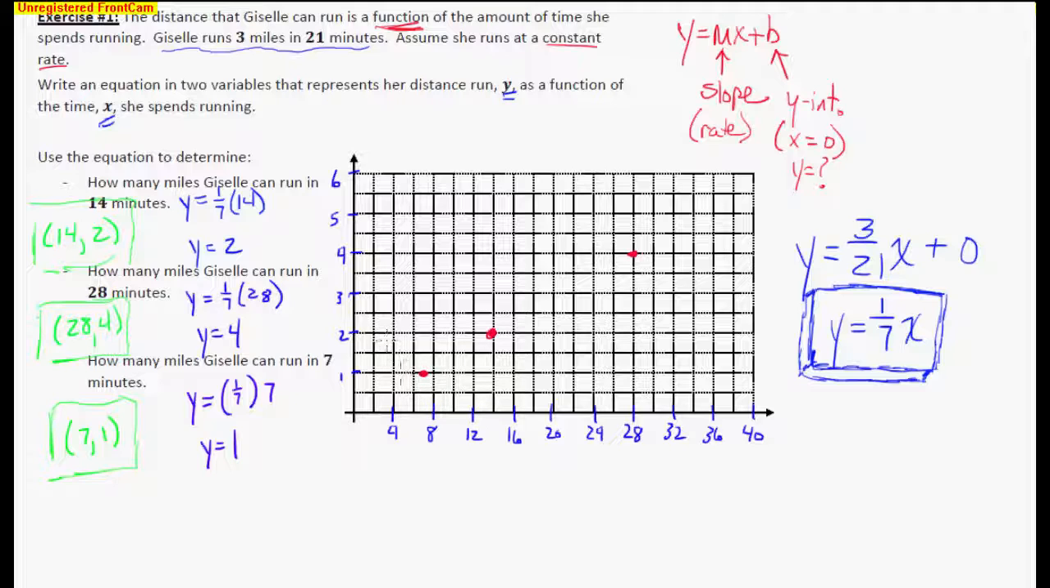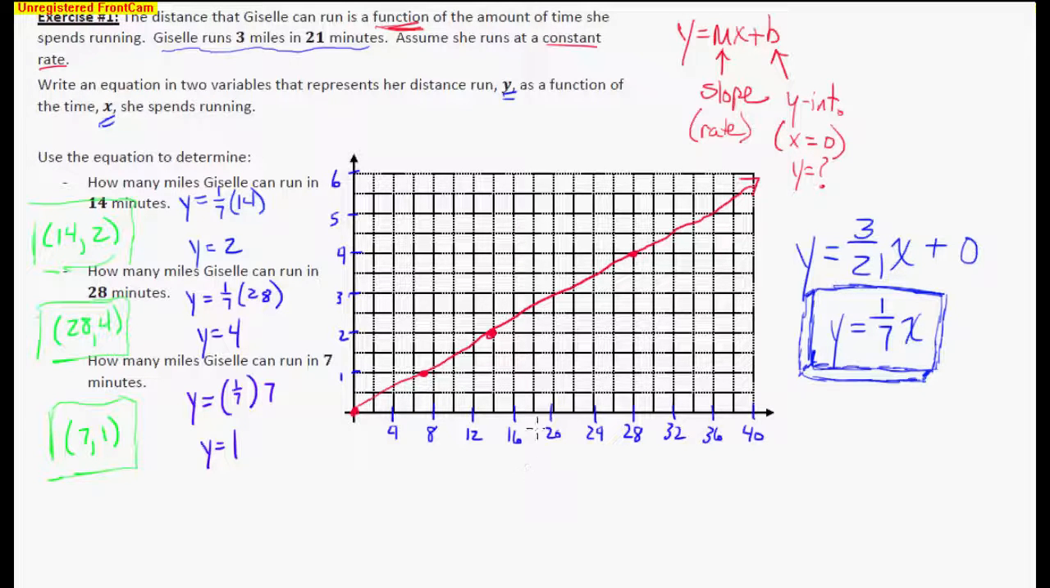Now I also said my y-intercept is 0. So I could put that point on there too. She runs 0 minutes. She's going to go 0 miles. Now I'm going to do my best to line these up. That's a big jump right there. All right, and there we go. There's my line.